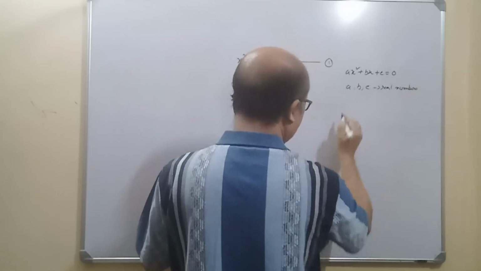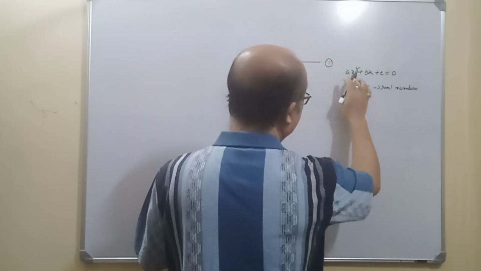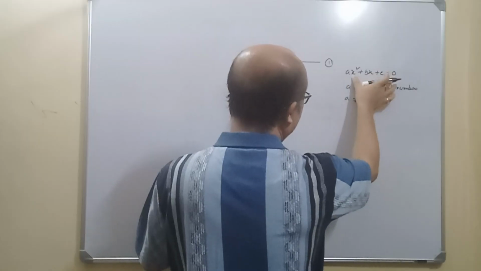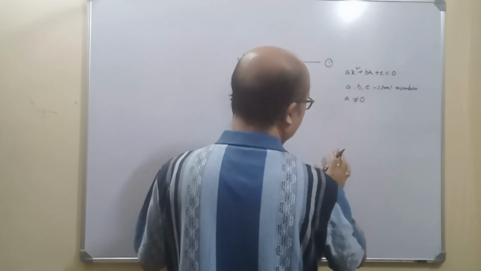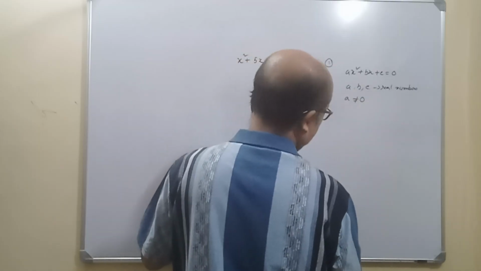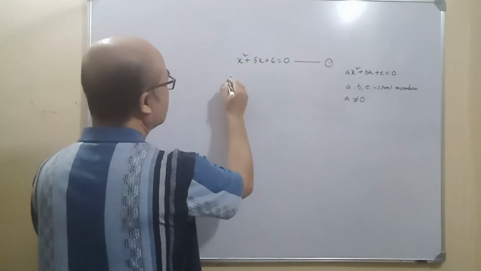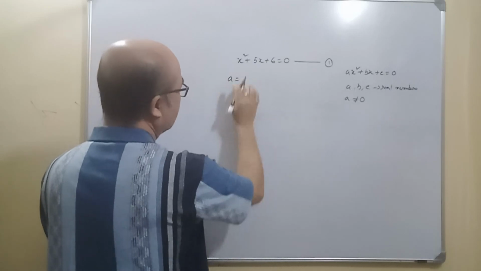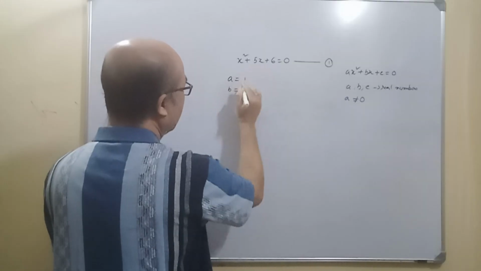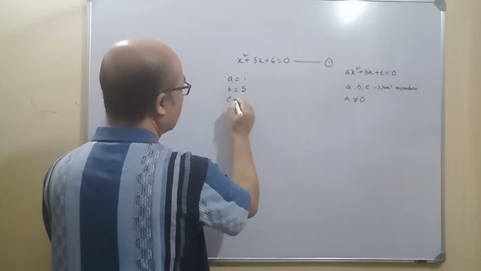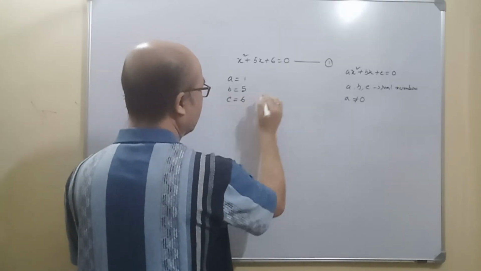real numbers and a cannot be 0, because if a is 0, then the whole equation becomes a linear equation. Hence a cannot be 0, but a, b, c are real numbers. First we take the coefficient of x square, which is 1, then b, that is 5, and constant term 6, c.